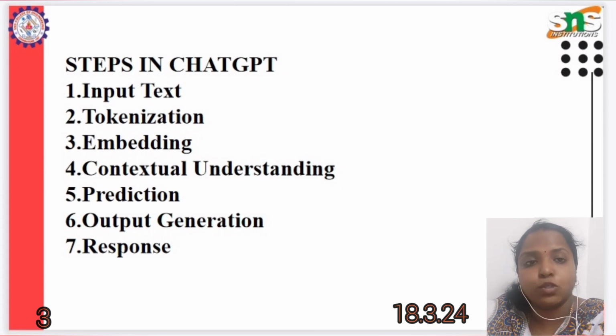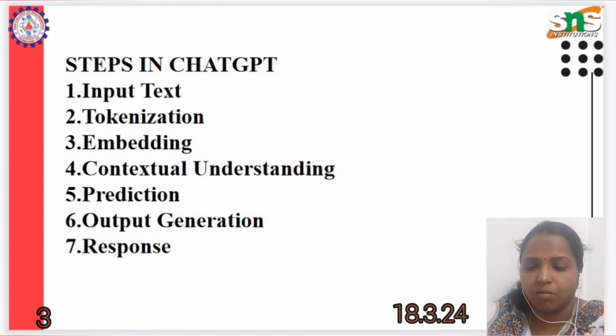The second step is tokenization. We have already discussed what tokenization is and what its use is in NLP. Tokenization in ChatGPT means it breaks down the input text into smaller units called tokens. These tokens can be a word, punctuation marks, or even parts of words, depending upon the model's vocabulary. First we got the input as text, then we divide the sentence into small tokens.